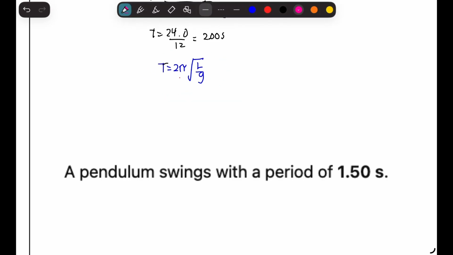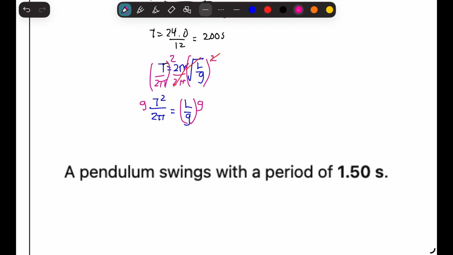So to do this, we are first going to divide both sides by 2 pi. So that's going to cancel, and then we're going to square both sides. So then this root and the square are going to cancel out. And then on this side, you have T squared over 2 pi is just equal to L over G. And then after this, you're going to multiply both sides by G.